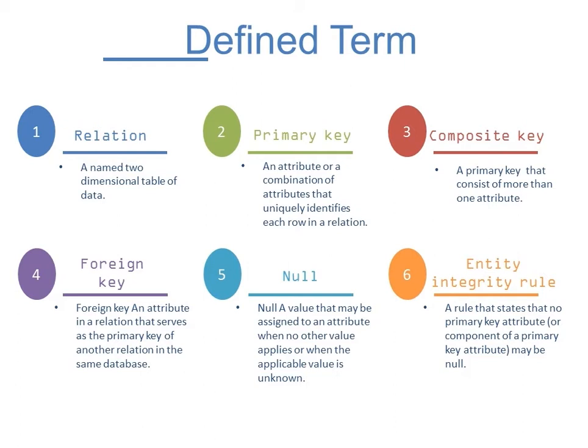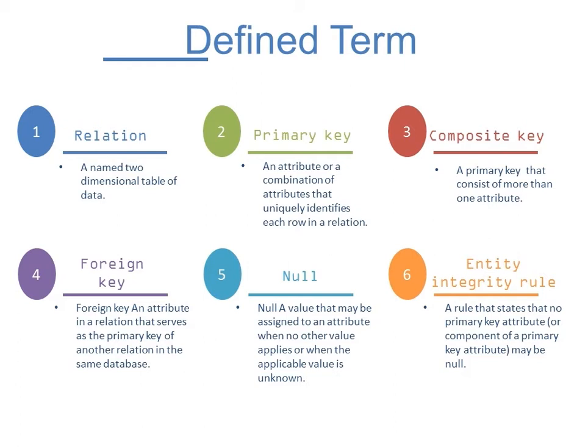The foreign key is an attribute in a relation that serves as the primary key of another relation in the same database. For example, consider the relations Employee1 and Department. Employee1 has EID, name, department name, and salary. And Department includes department name, location, and fax.